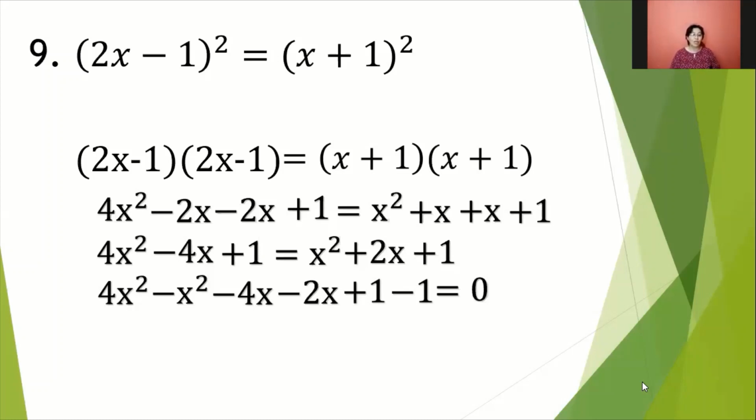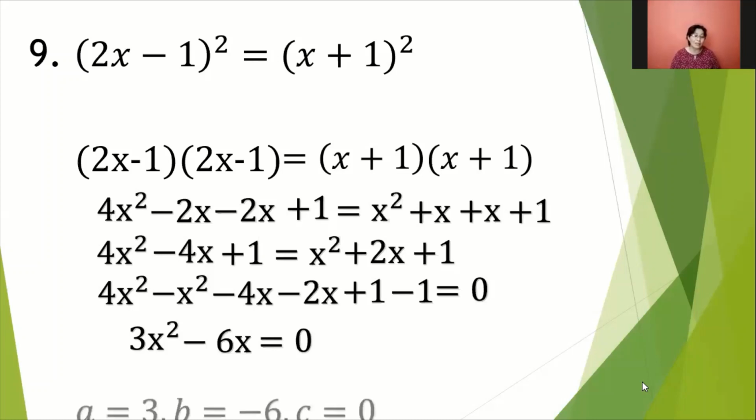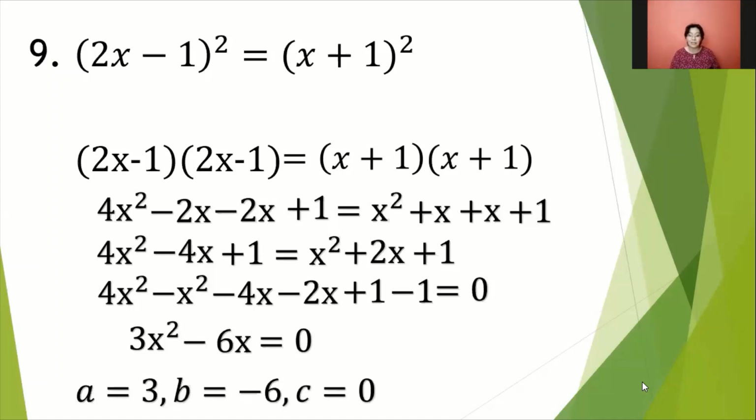Then simplify. Combine like terms. 4x squared minus x squared is 3x squared. And the other like terms are negative 4x minus 2x. Like terms mean they have the same degree. We have 3x squared minus 6x is equal to 0, because 1 minus 1 is equal to 0. And that is the final answer, where the value of a is 3, b is negative 6, and c is equal to 0. As simple as that.